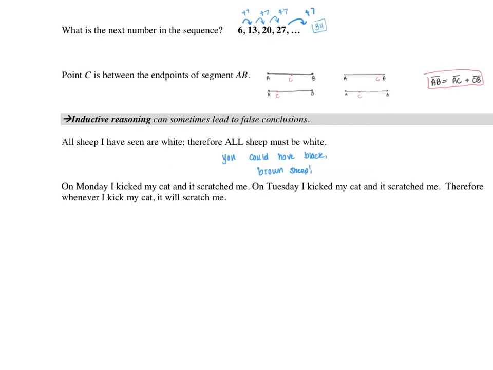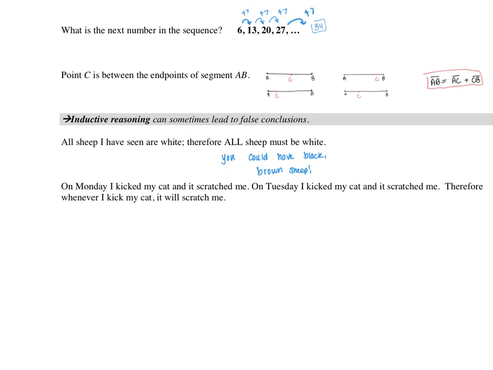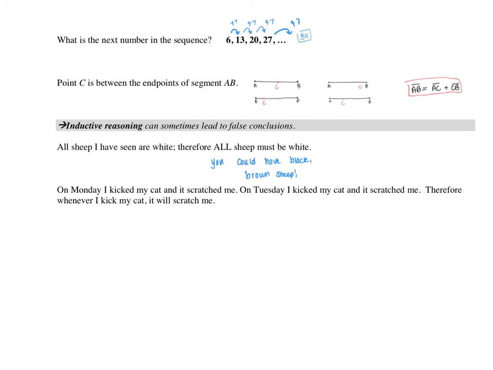And our next example. Again, here's where inductive reasoning leads to false conclusions. On Monday, I kicked my cat and it scratched me. On Tuesday, I kicked my cat and it scratched me. Ladies, please remember, Mr. O'Sullivan is not a cat person whatsoever. So in this case, I don't condone animal violence whatsoever. But again, I don't like cats. Therefore, whenever I kick my cat, it will scratch me.